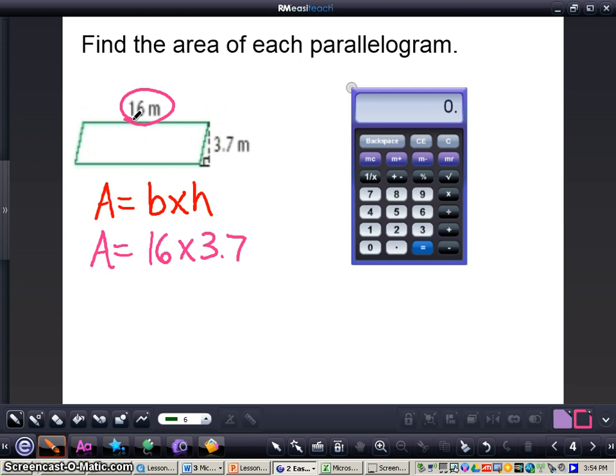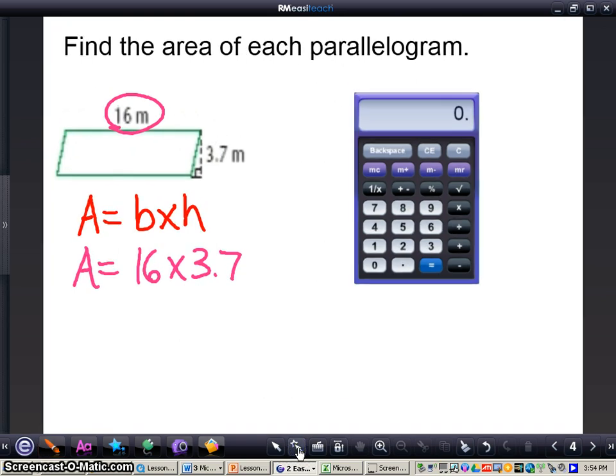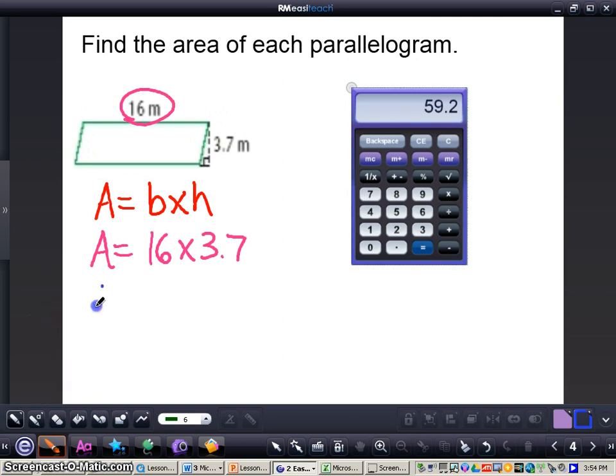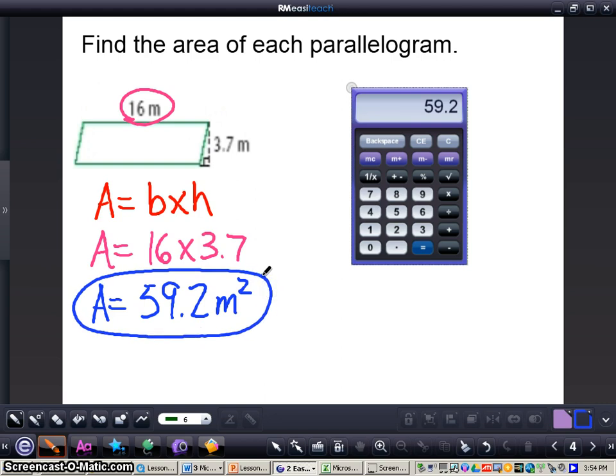Now this one could be a little bit trickier, so we can multiply this right on our calculator. 16 times 3.7, that gives us 59 2/10 meters. So we'll write that for our answer. Area equals 59 2/10 meters squared. So we're just multiplying the base times the height, and that's given us our area.